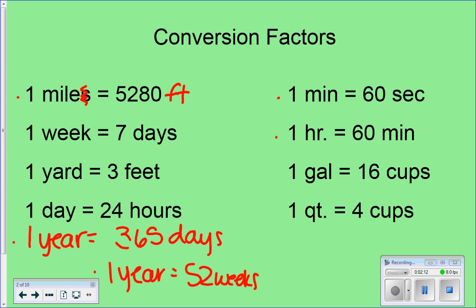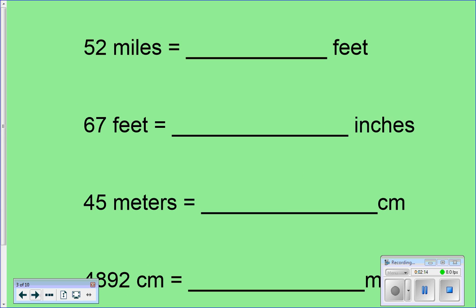Ready, Jacqueline? All right, so first thing we're going to do is simple conversions. To me, a simple conversion is one step. So if I look at 52 miles and I'm going to change that to feet, what am I going to do, Hunter? Yeah, 5,280, and then times 52. Now, why am I going to times it?